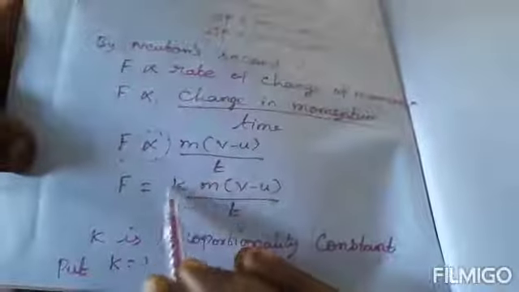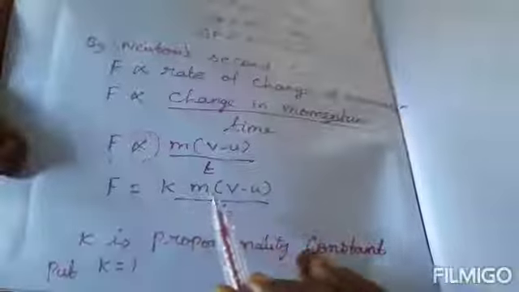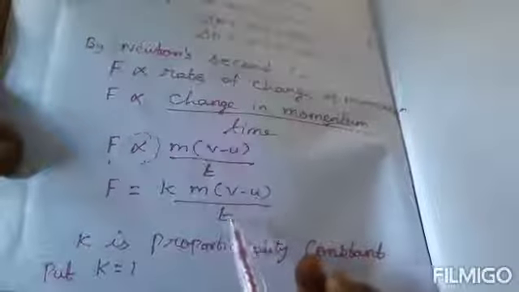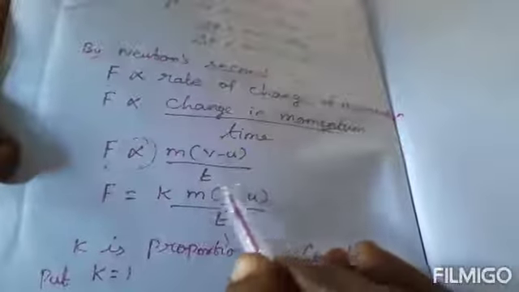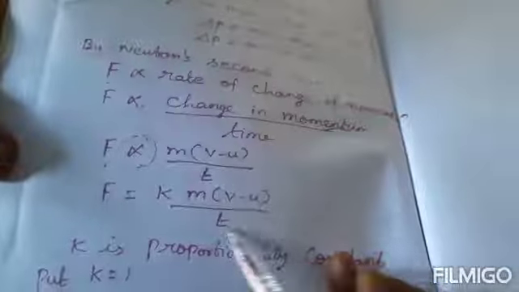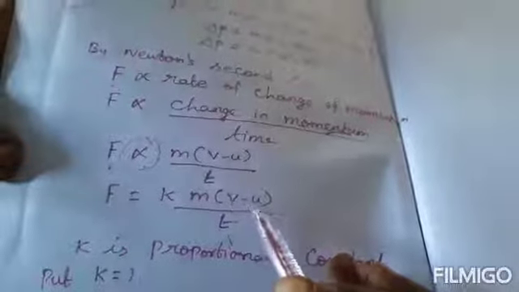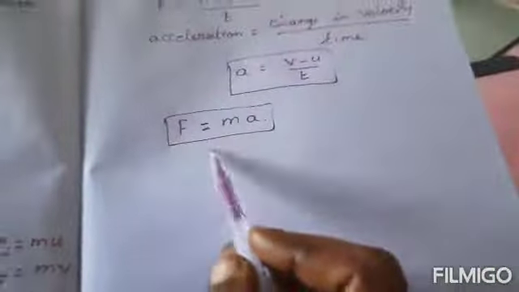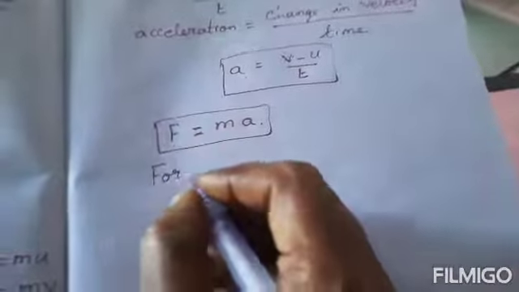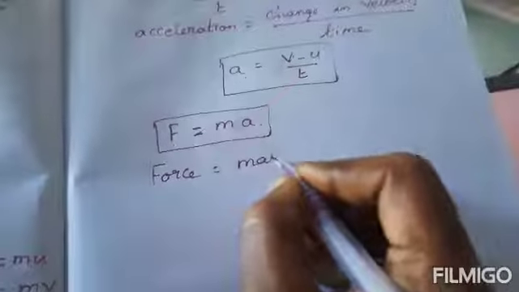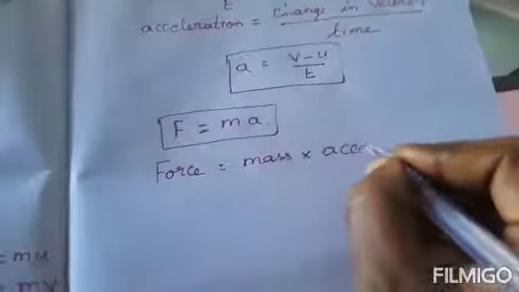Suppose if you put 1 here, what value will you get? F equal to m into v minus u divided by t. So instead of v minus u divided by t, you have to write a. What is the acceleration formula? a equal to v minus u divided by t. So you will get here F equal to ma. Okay, on the next line you have to write force equal to mass into acceleration.